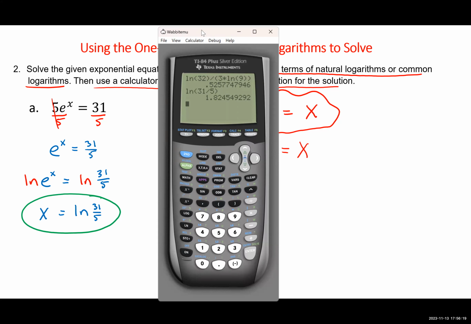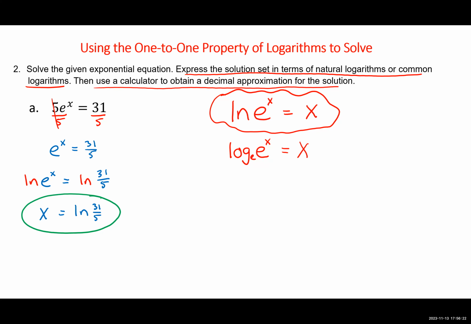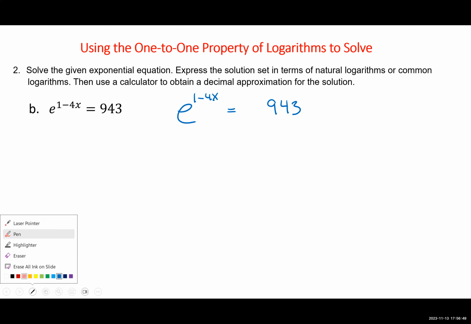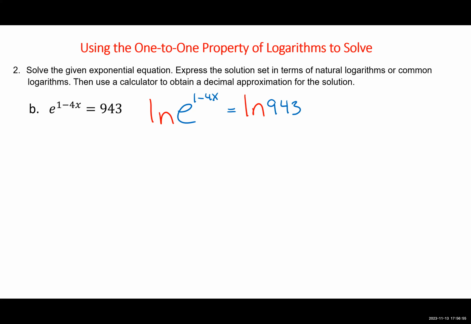All right, moving on. That was 2A. 2B, similar problem. Well, this one we could actually take the log immediately because there's no multiple out front. So we've got e to the 1 minus 4x is equal to 943. And what I'm going to do is take the natural log of both sides of this equation.